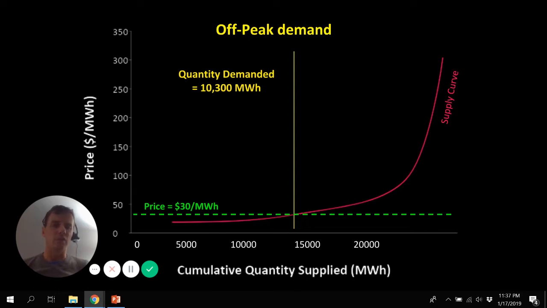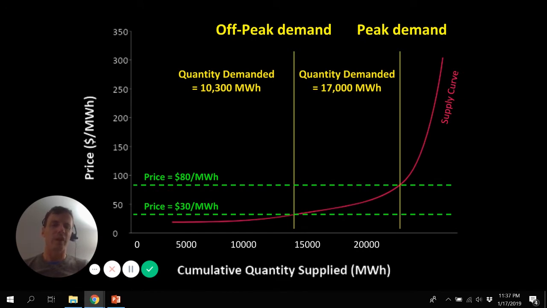And so that vertical demand curve would be intersecting with the system supply curve, and we would get a market price that's associated with the value on the y-axis that corresponds to the intersection between the system supply curve and the vertical demand curve. And vertical demand in this case is shown right at 10,300 megawatt hours. So that's how much electricity is demanded in this off-peak or low demand hour.